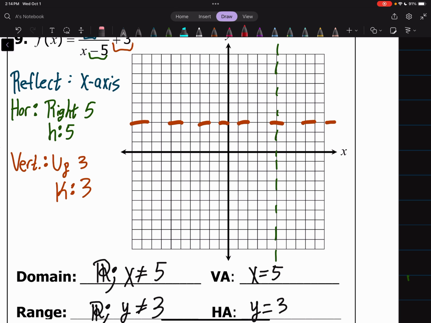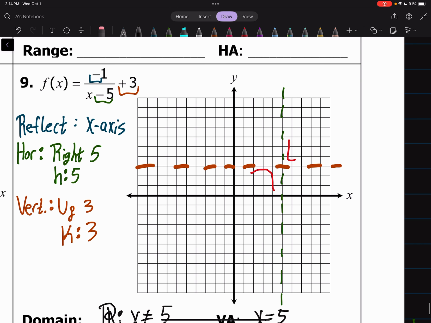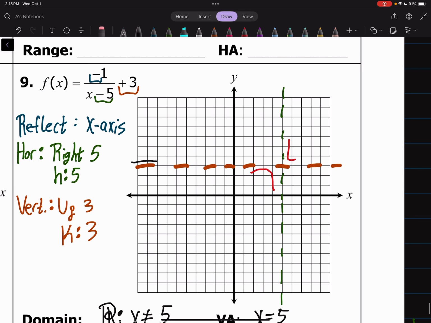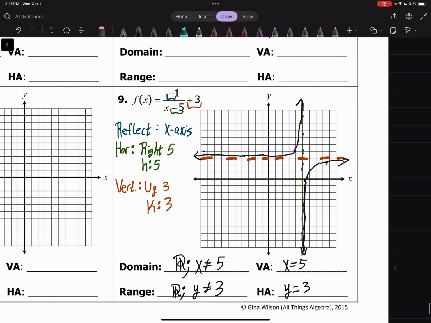Now, I'm drawing in red, don't write this. The parent function normally looks like that. Because of my reflection though, I am flipping it over that axis. So my actual graph is going to start on the top left and go up, and bottom right. There's my graph, my domain, and my range.